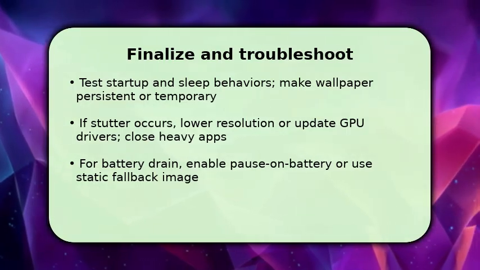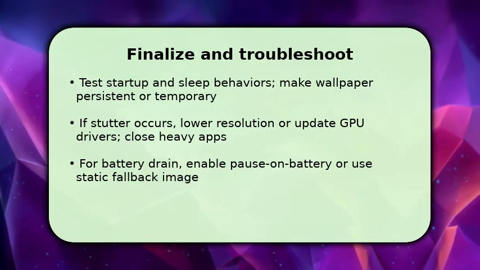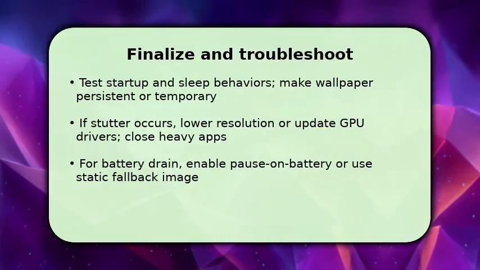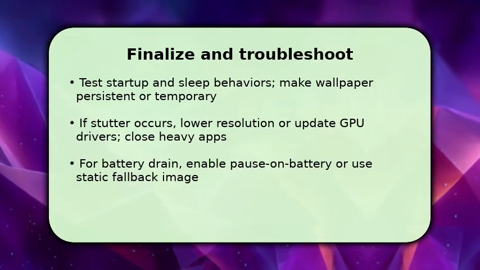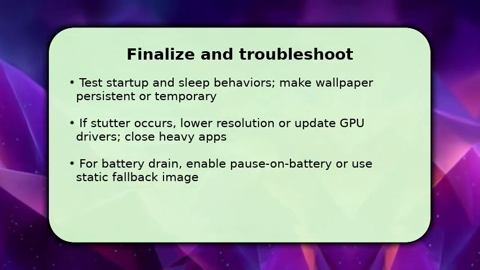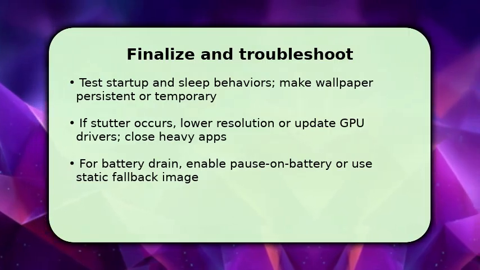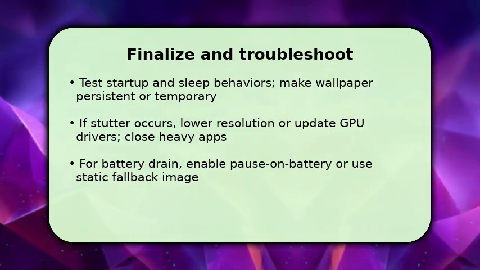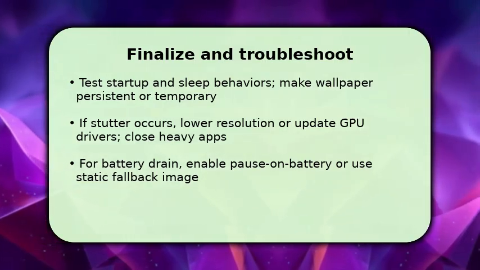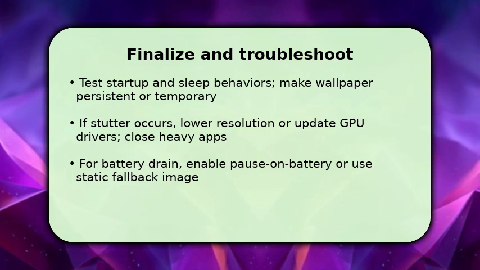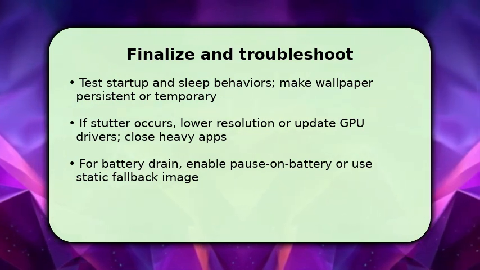If you see stutter, lower the video resolution, reduce frame rate, update GPU drivers, or close resource-heavy programs. If battery drain becomes an issue, enable pause on battery features or set a static fallback image. A single troubleshooting move, lowering quality settings, usually resolves performance and power problems quickly.